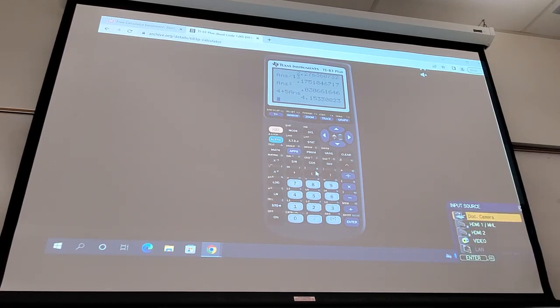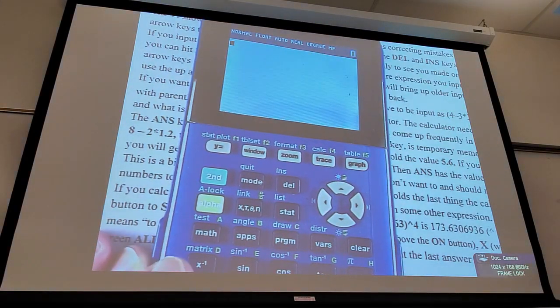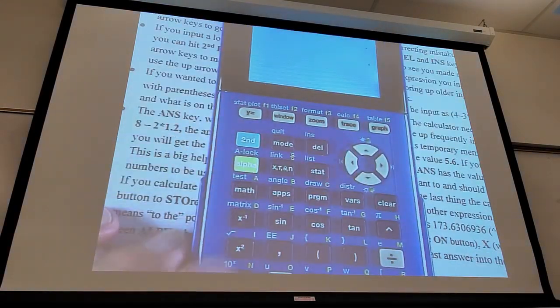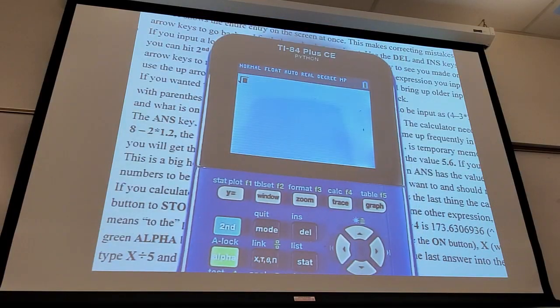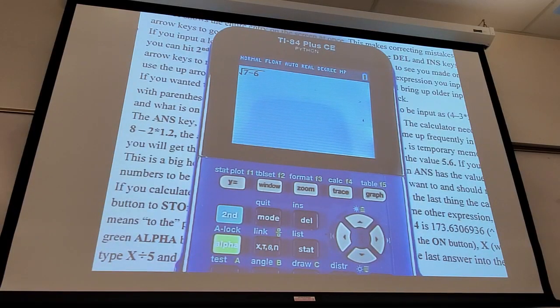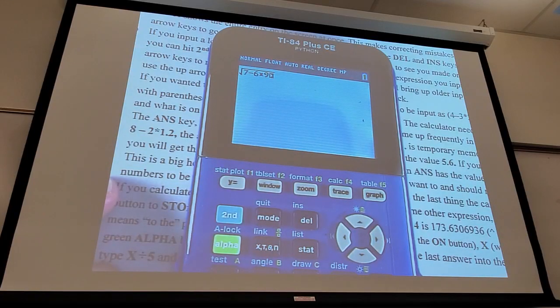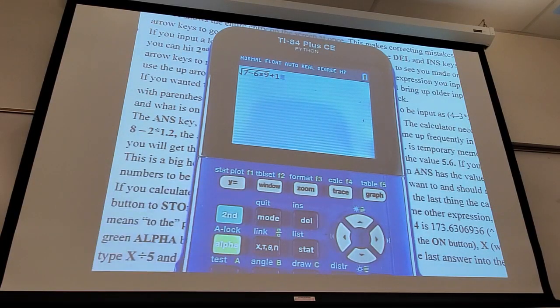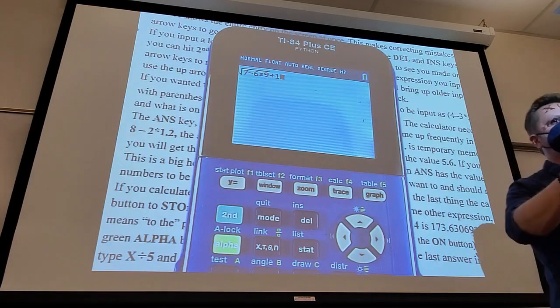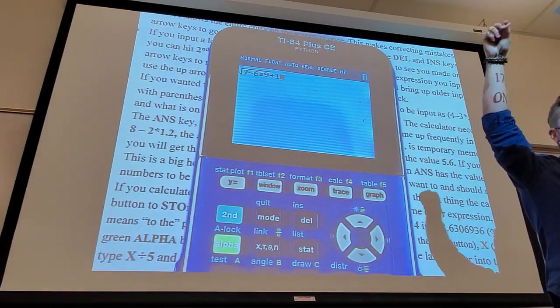On the newer calculator, oh yeah, that's right, the square root button. On the newer calculators, if you hit the square root button, it'll actually grow with you. So if I do 7 minus 6 times, see how it's growing? Then if I want to come out of it, I hit the over arrow, and now I'm not inside the square root anymore. Do you guys follow? Only the stuff inside the square root will be affected.